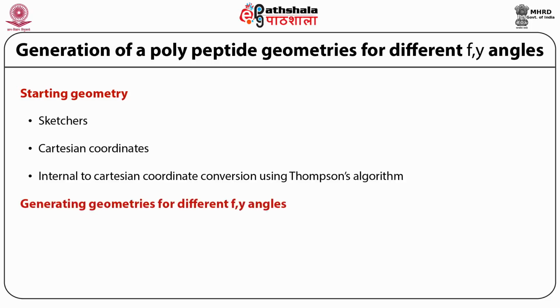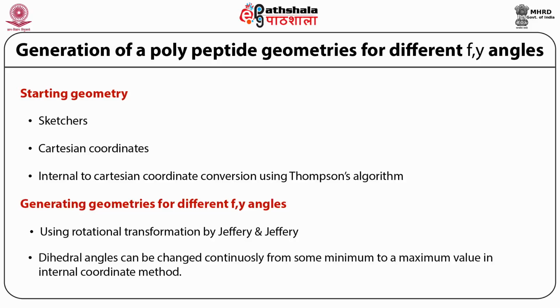Next, we have to generate geometries for different values of phi and psi. One can use rotational transformation by Jeffrey and Jeffrey and start from Cartesian coordinates to generate newer Cartesian coordinates. Another way, if you are using the internal to Cartesian coordinate conversion method, then it is very easy. One can change continuously from some minimum to some maximum value the torsional angle which we want to change.